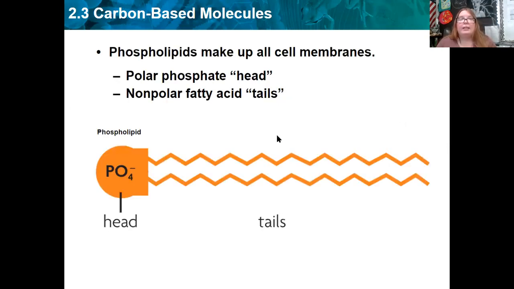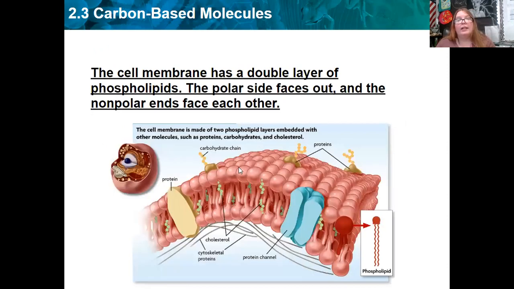All right, phospholipids are super important. This would be another example on your chart. This is how we make our cell membranes. So it has a polar head and a non-polar tail. And this is important because the polar heads will face out and the non-polar ends face each other. So it makes this double layer around cells to help keep your cell bits inside and help keep everything else out.